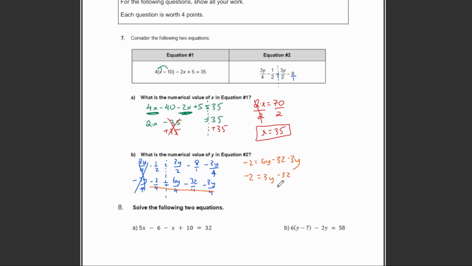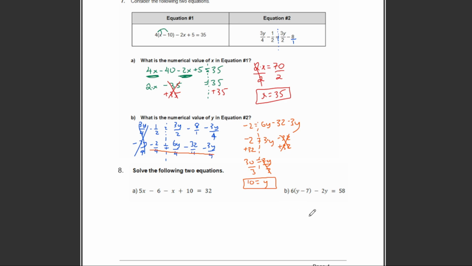And now we solve as usual. Y is on the right now. We want to get rid of the 3 and the 32, but I know the 3 is being multiplied, so I have to get rid of the 32 first. I'm going to add 32 here, add 32 here. This goes away. I'm just left with 30 equals 3y. And now to get rid of this multiplication, I'm going to divide both sides by 3. I get 10 is equal to y. So that's that for question 7. So let's go to question 8.